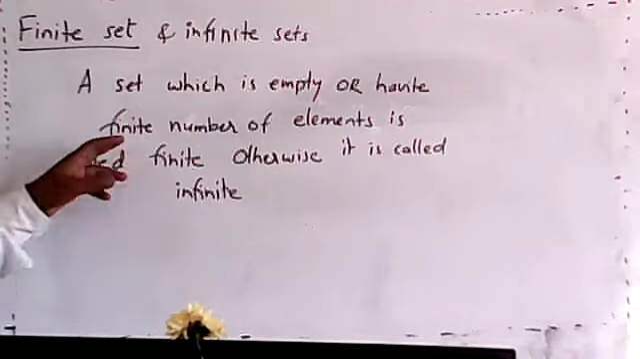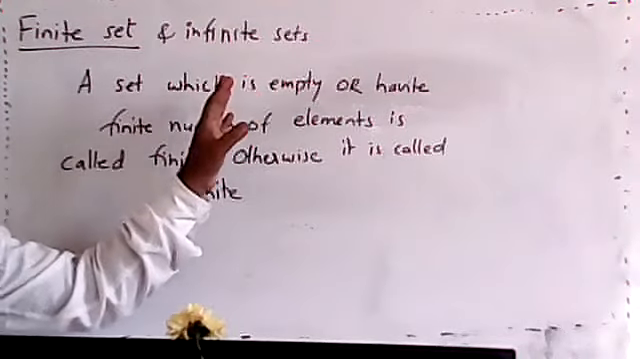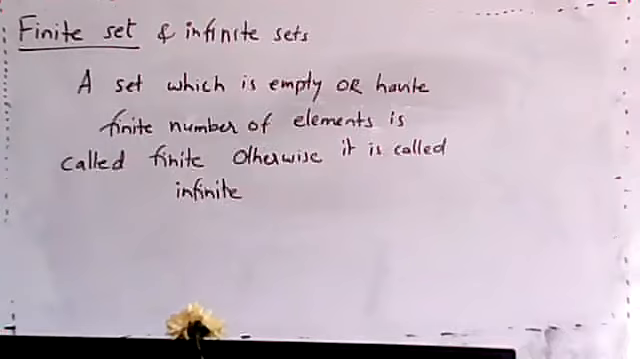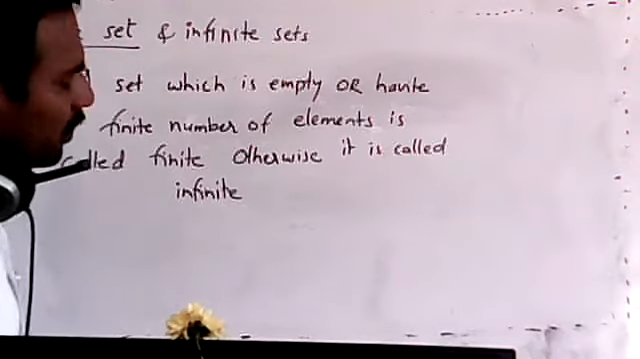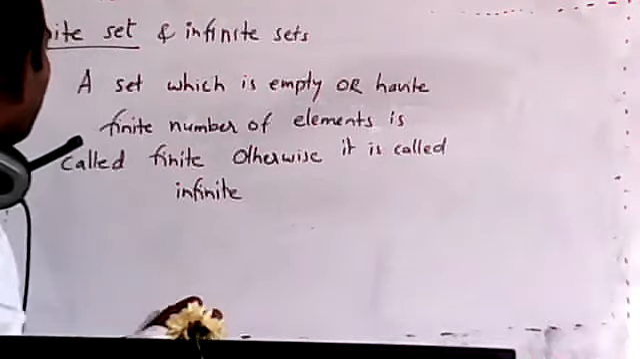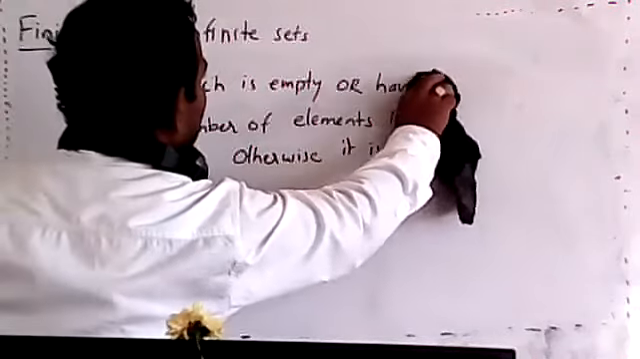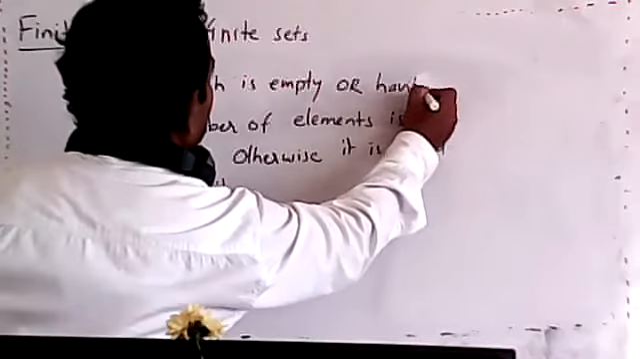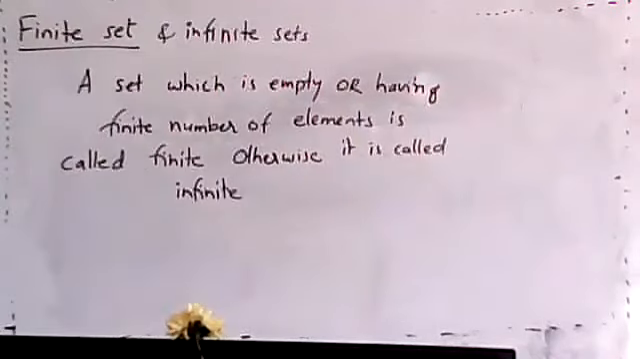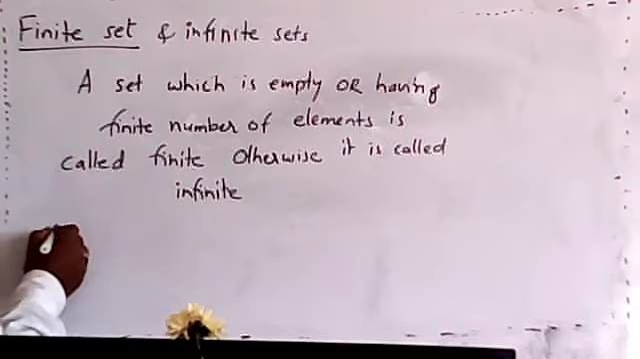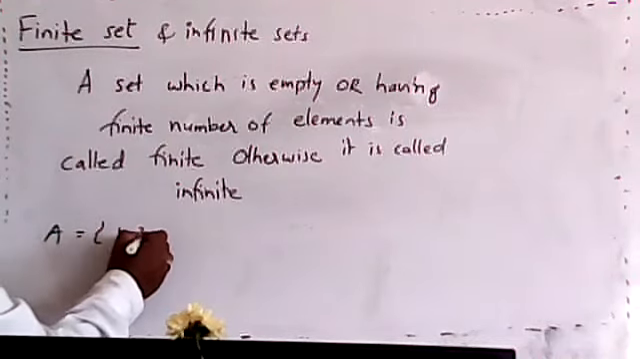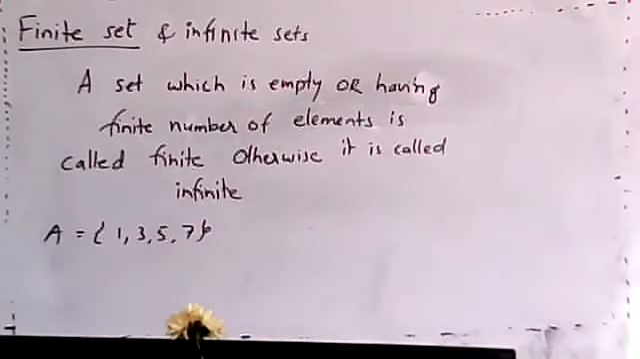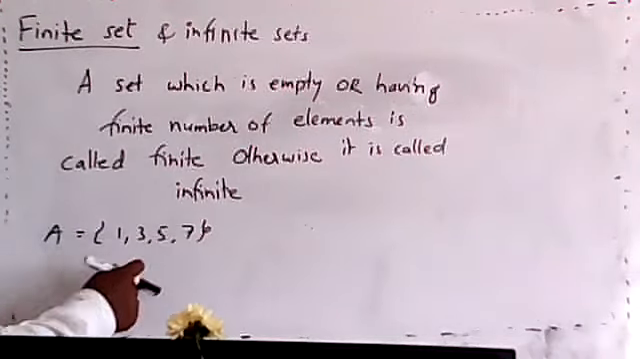So what is the definition I have given? A set which is empty, or it may have a finite number of elements, is called what? Finite. If it is not countable, then we call it certainly infinite. Example. There is a set A having 1, 3, 5, 7. If I stop it now, it is a finite set. I am not putting any dots there.